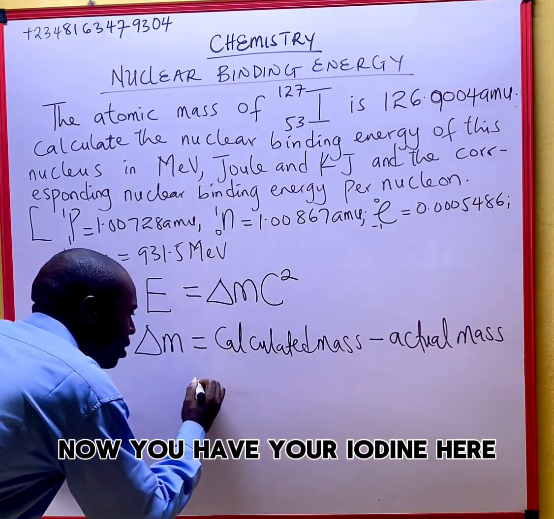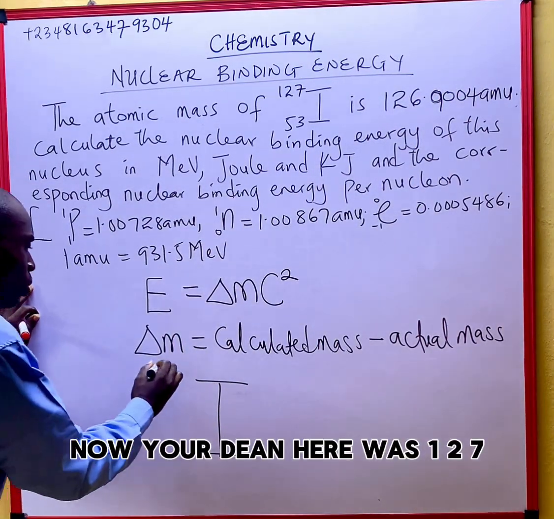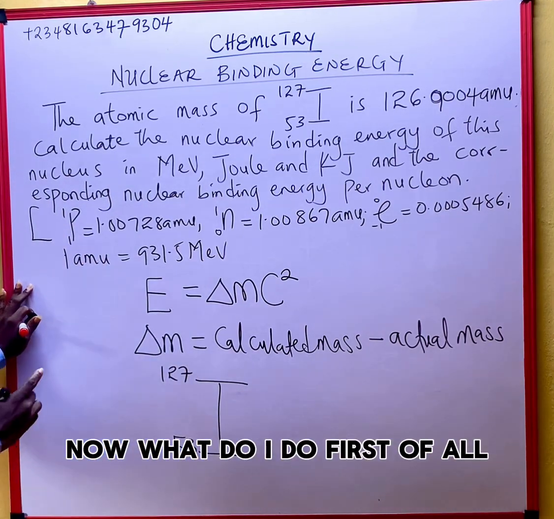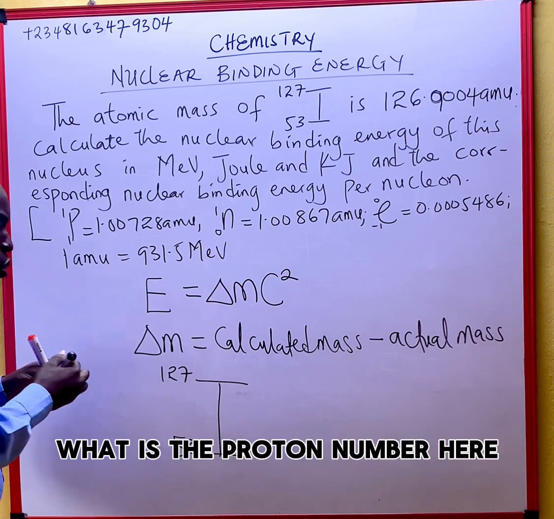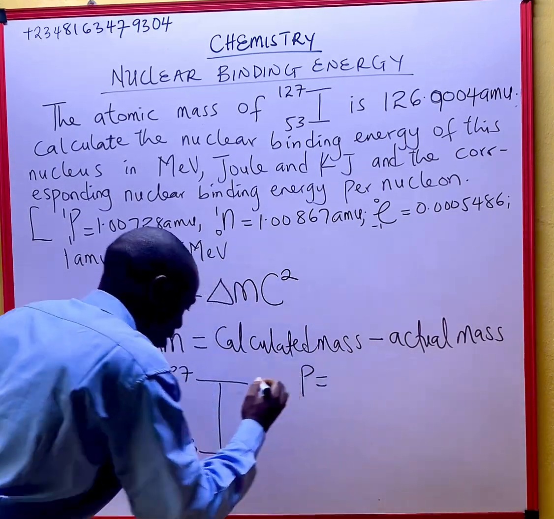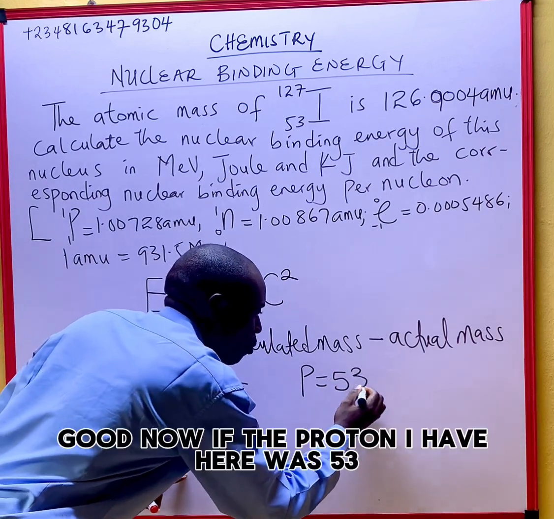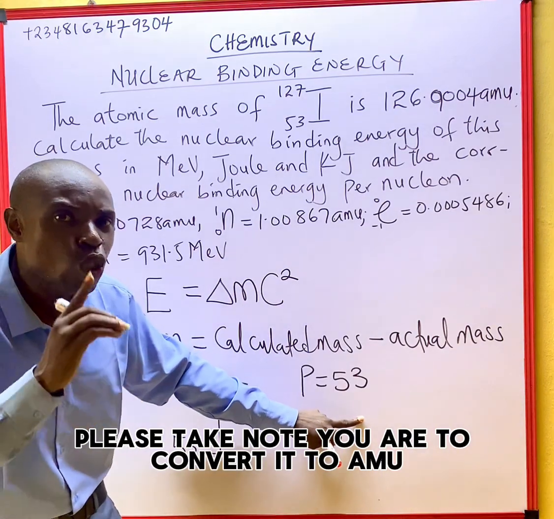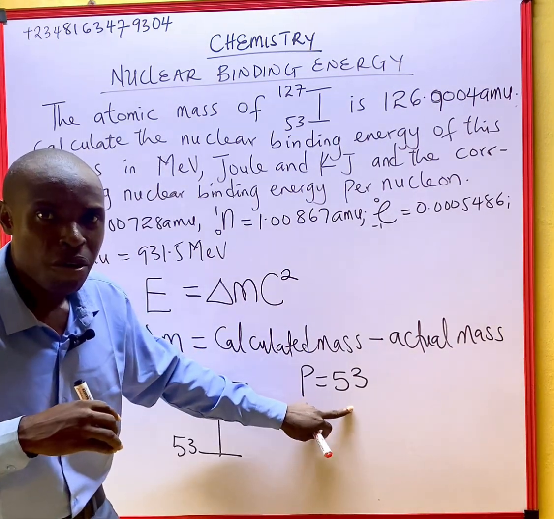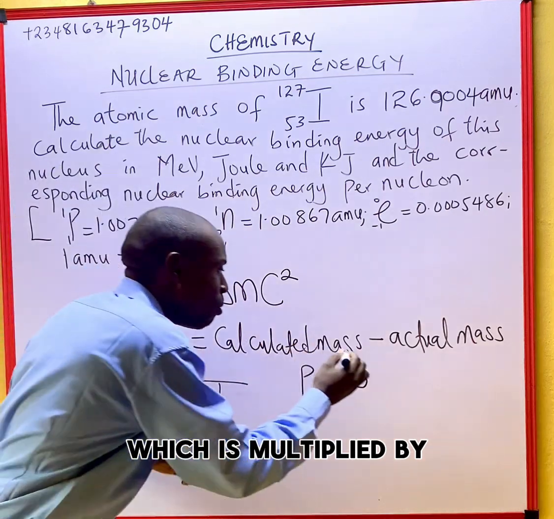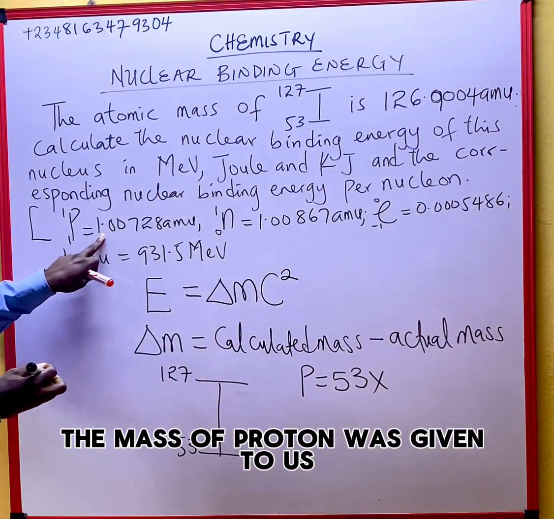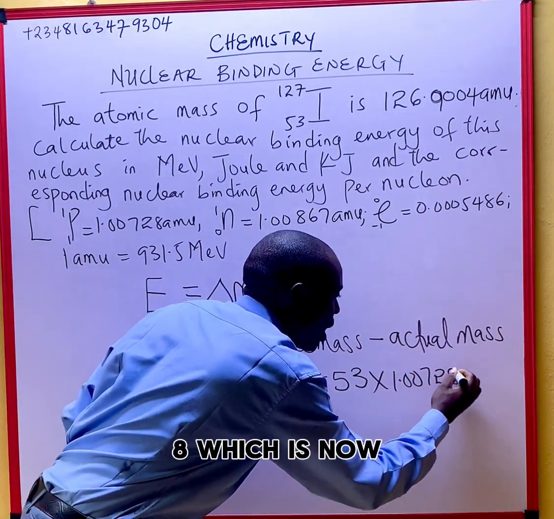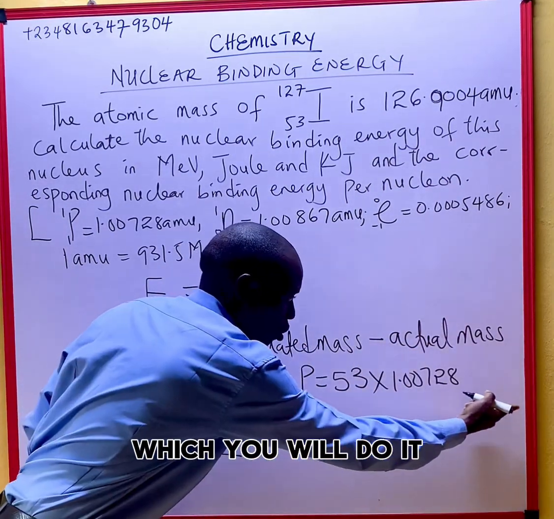Now you have your iodine here. Iodine here was 127. You have the atomic number to be 53. Now what do I do first of all? I ask myself some certain question. What is the proton number here? Was it not 53? Good. Now, if the proton I have here was 53, please take note, you have to convert it to AMU by using the mass of proton, which was given to us here to be 1.00728, which you will do.